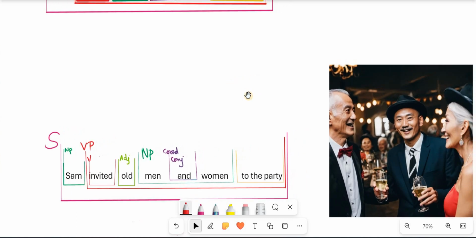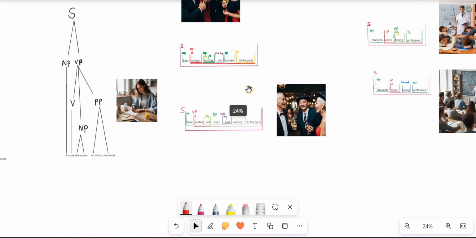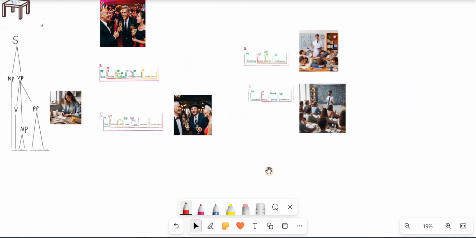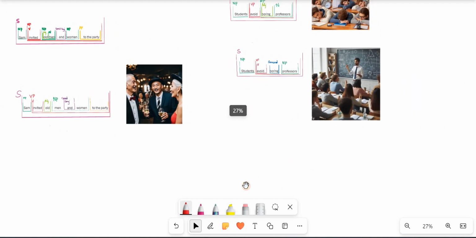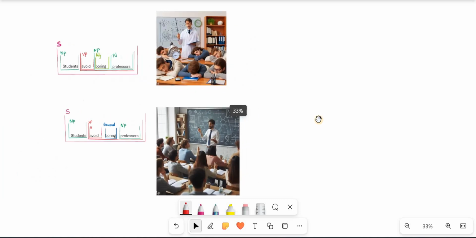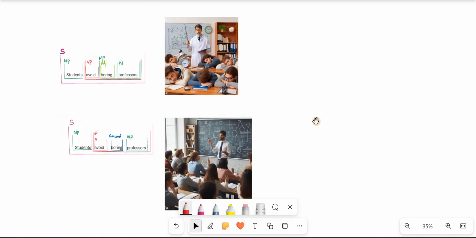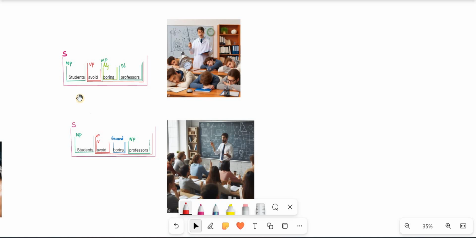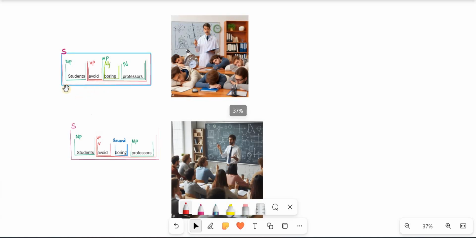ഐ ഹോപ്പ് ദാറ്റ് ദിസ് ടു വാസ് ക്ലിയർ. നൗ ലെറ്റ്സ് മൂവ് ഓൺ ടു ദ ലാസ്റ്റ് ടൈപ്പ് ഓഫ് ആംബിഗ്യൂറ്റി ദാറ്റ് വിൽ ബി ഡിസ്കസിംഗ് ഹിയർ. ദിസ് ഇസ് അനദർ ടൈപ്പ് ഓഫ് സ്ട്രക്ചറൽ ആംബിഗ്യൂറ്റി. But here again, let's take a look at the sentence construction.